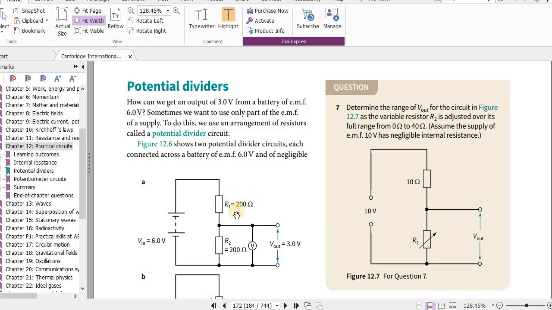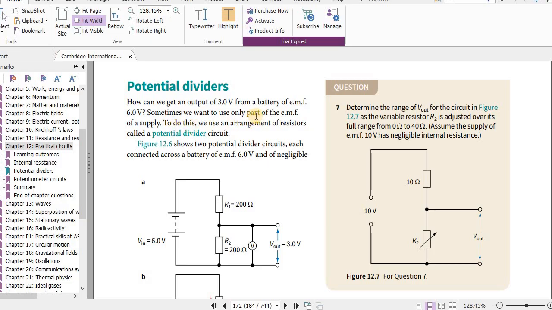Now for example, if this was 400 ohms and if this was 200, then the potential difference across this will be double the potential difference across this. So here it will then be 4 volts, here it will be 2 volts, and the sum 4 plus 2 should be equal to this, which is 6. So if this was 200 and if this was 100 ohms, then across this it will be 4 volts, across this it will be 2 volts. 4 plus 2, 6.